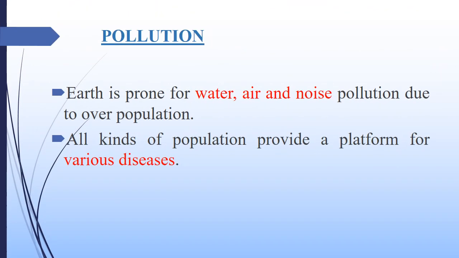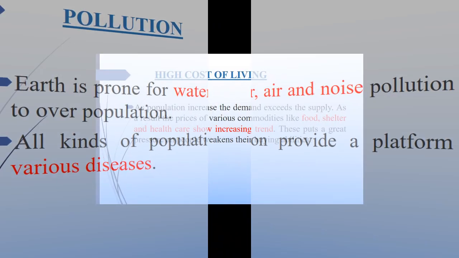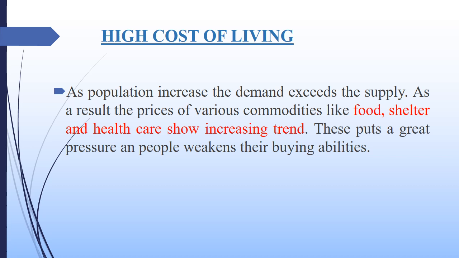Then pollution. Earth is prone to water, air and noise pollution due to overpopulation. So due to overpopulation, there may be a chance for water, air and noise pollution, and it will lead to various diseases. Cost of living. Due to the increase in population growth, there may be high prices of various commodities like food, shelter and healthcare showing an increasing trend. So everything becomes high in rate, so high cost of living. This is also due to population explosion.